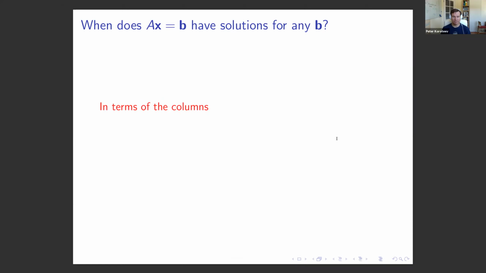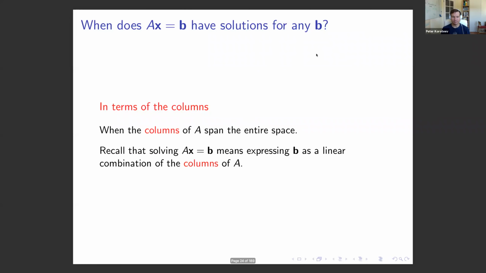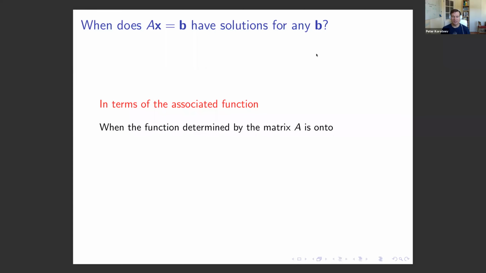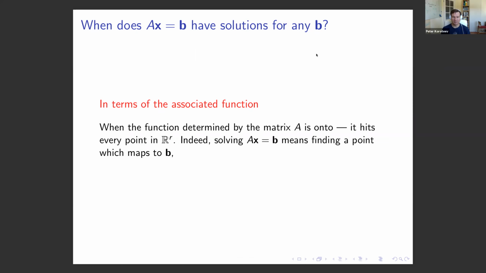And now in terms of columns, the answer to the question, when does Ax equal b have a solution for any b, is when the columns of A span the entire space. Recall that solving the equation Ax equals b means that b can be expressed as a linear combination of the columns of A. In terms of the associated function, it is when the function determined by the matrix A is onto, so it hits every point in R^R. Indeed, solving the equation Ax equals b means finding a point which maps to b. And if every vector in that space is hit by this map, then this can always be done.